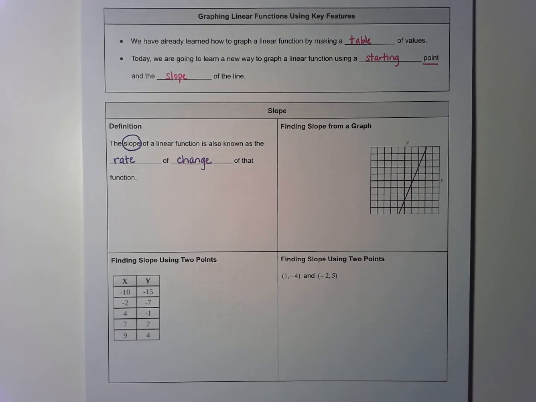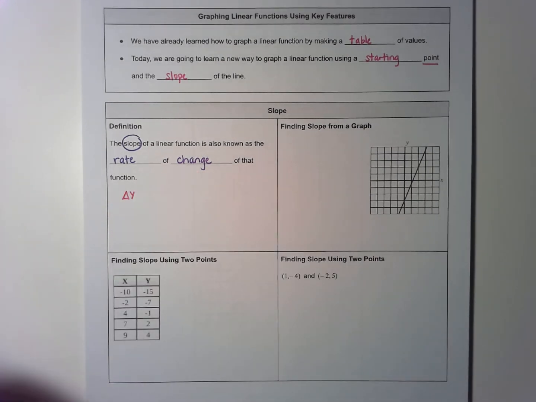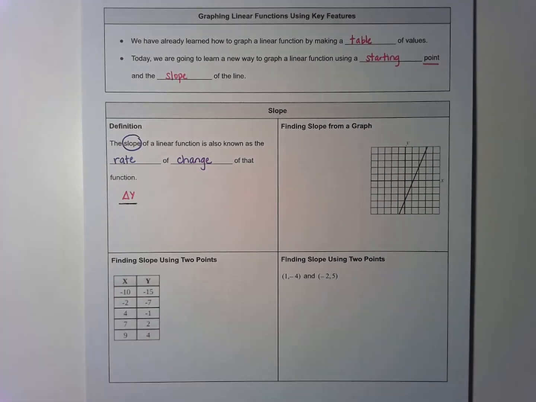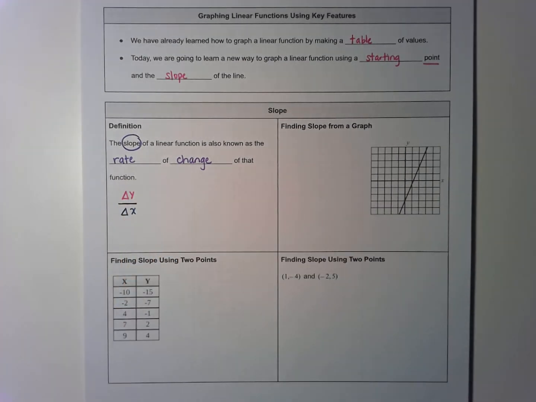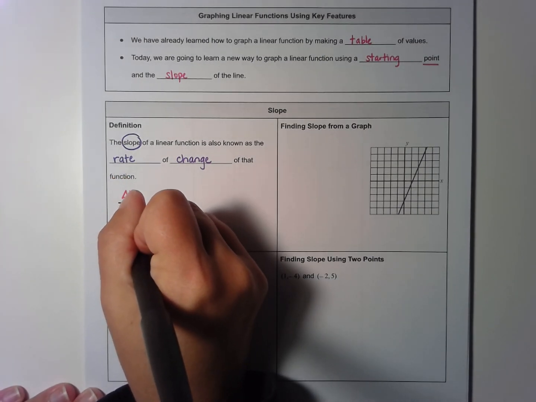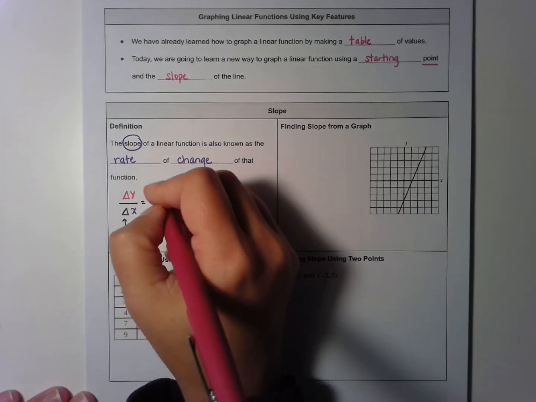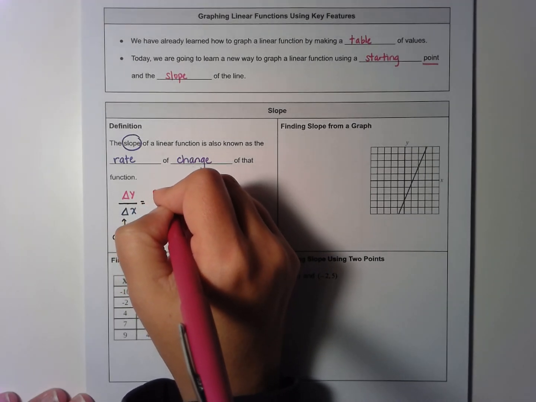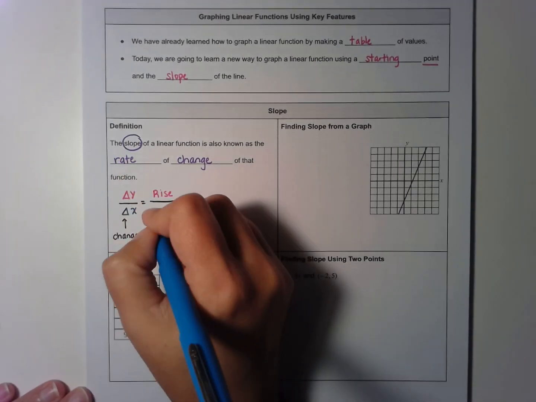And there are a couple different ways that we think about slope. We sometimes think about slope as change in y over change in x. And this little triangle here is the symbol for delta. It means change. Another way we sometimes think about slope is as rise over run, which you may have heard before in other math classes.